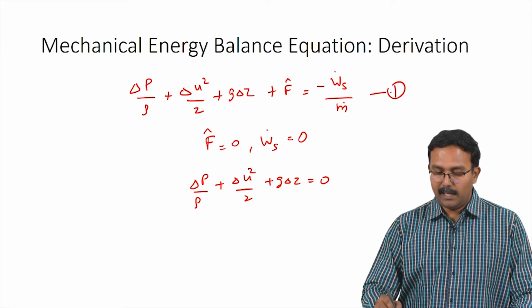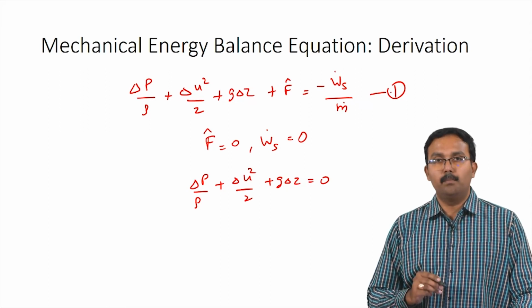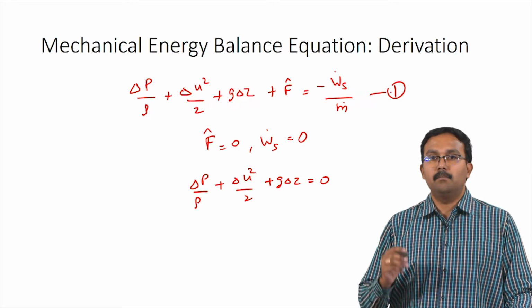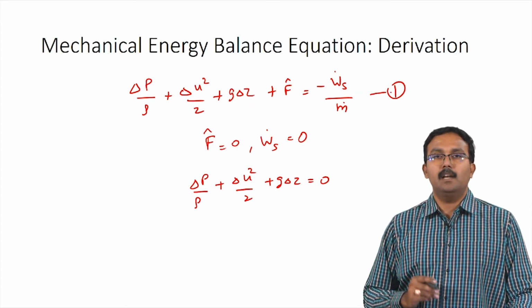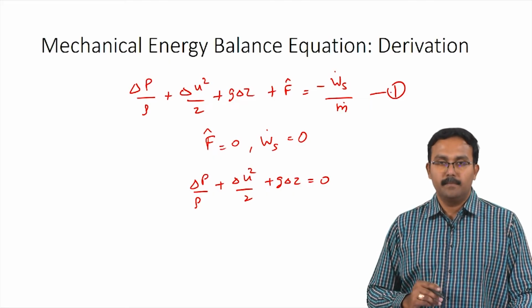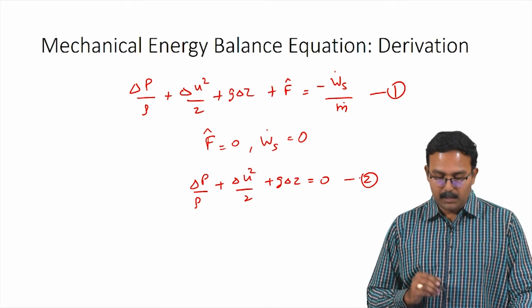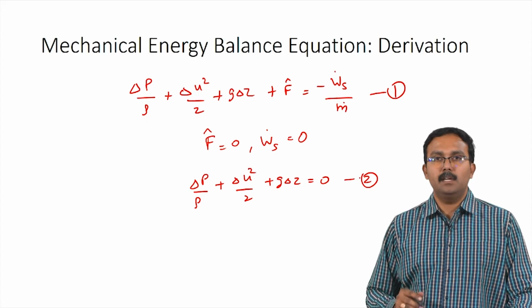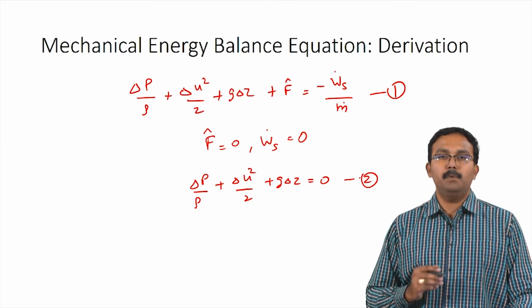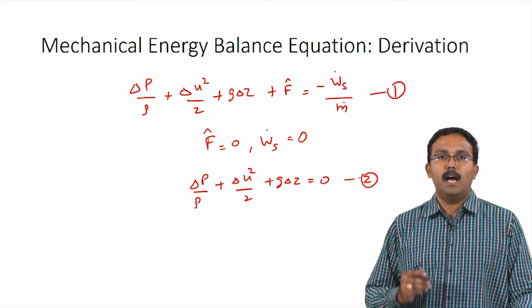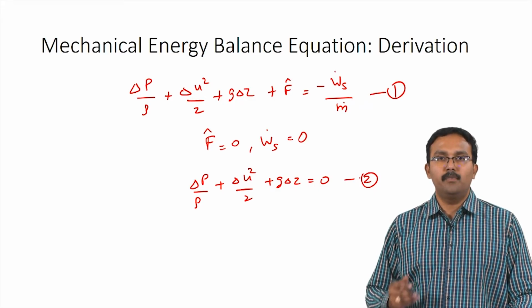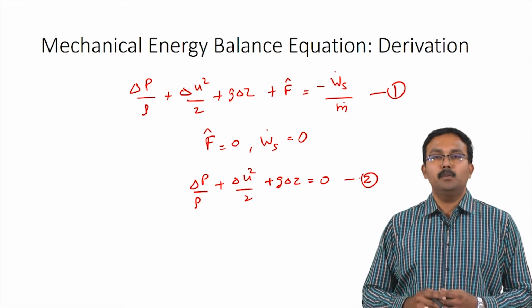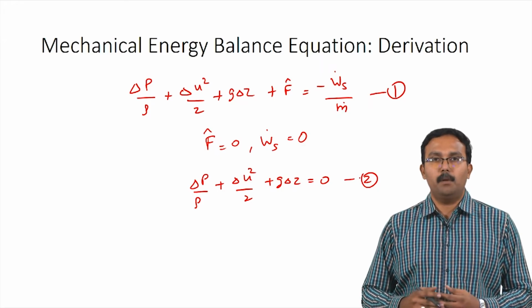The first equation we have here, which is delta P divided by rho plus delta U squared by 2 plus G delta Z plus F cap equals minus W S dot divided by M dot, is called the general mechanical energy balance equation. The second equation, which is delta P divided by rho plus delta U squared by 2 plus G delta Z equals 0, is Bernoulli's equation. It is a simplified form of the mechanical energy balance equation applicable to specific systems where there is no friction or shaft work. So, with this derivation we can move on to performing some mechanical energy balance problems.